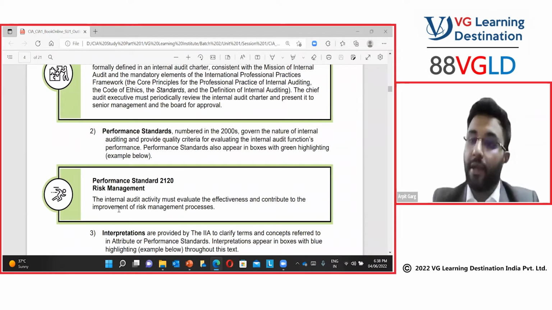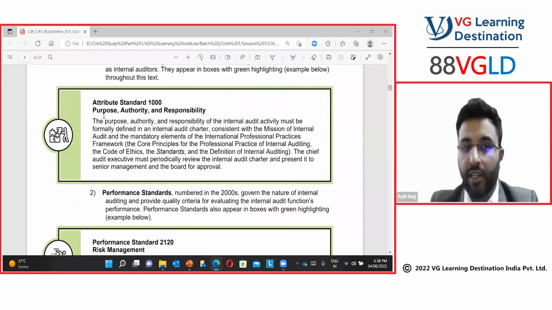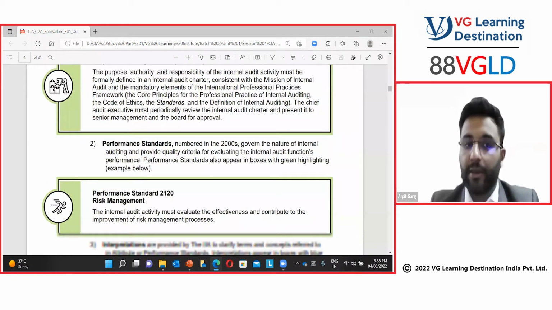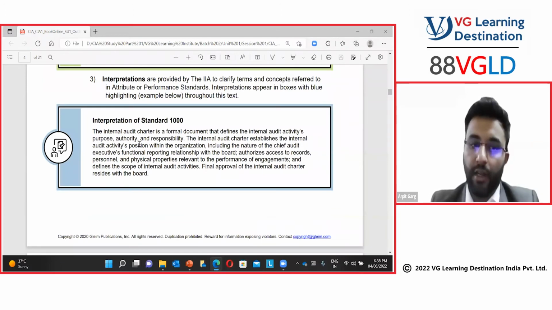When we cover Part 2, it covers much more detail, even in the GRC piece. When we read governance, risk management, and control, we're going to cover some of these there, also in Part 1 itself when we move from Unit 3 to Unit 6. So this is just one example. Ultimately, we have to just understand the context here: what an attribute standard means, what a performance standard is, and what interpretation standards are, which we have already covered.